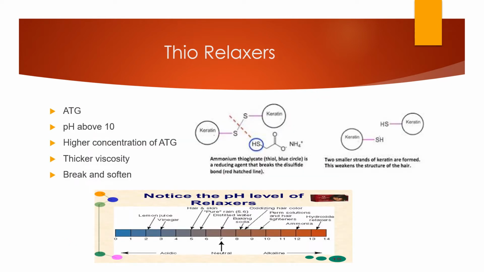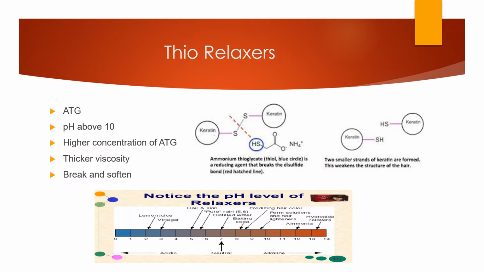Thio-relaxers use the same ATG that is used in permanent waving, but at a higher concentration and a higher pH. Thio-relaxers usually have a pH above 10. They usually have a higher concentration of ammonium thioglycolate than used in permanent waving. It is thicker with a higher viscosity. Viscosity measures the thickness of a product and affects how the fluid flows. This is more suitable for application as a relaxer.